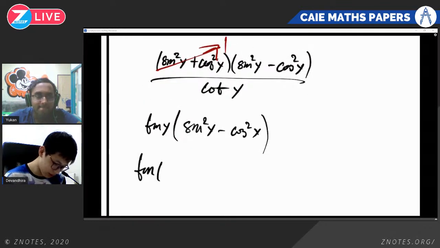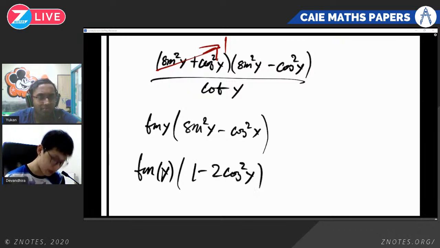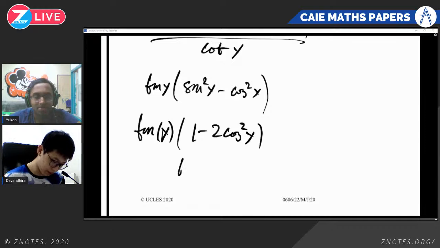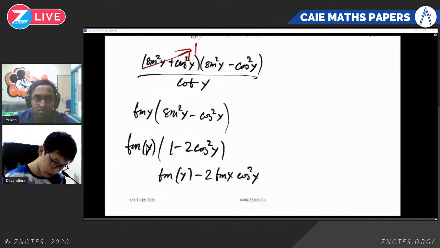Exactly, that's the trick. So we have 1 minus cos square, because there are two negative cos squares, so we have 2 cos square y. This is the time where you should multiply. So we have tangent of y minus 2 tangent y cosine square y. Okay, let's put it here.